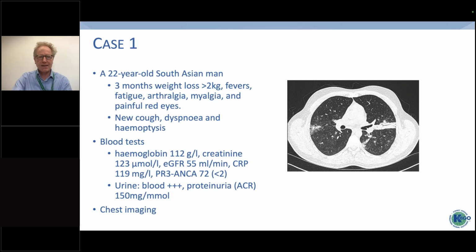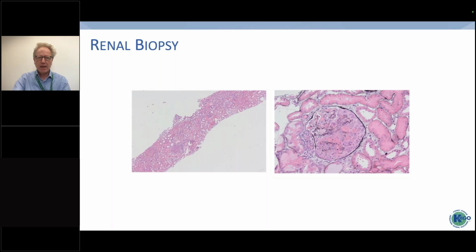So moving on to a case, this is the first case of a 22-year-old South Asian man who presents with constitutional disturbance, cough, and hemoptysis. He has a slightly elevated serum creatinine at 123 micromoles per liter, which equated to a GFR of 55, elevated CRP and proteinase 3 ANCA, and he has blood and protein in the urine. He has bilateral opacities on the chest CT, and he undergoes a kidney biopsy where the majority of glomeruli show the crescent that you see on the right, but there is well-preserved tubular interstitium.